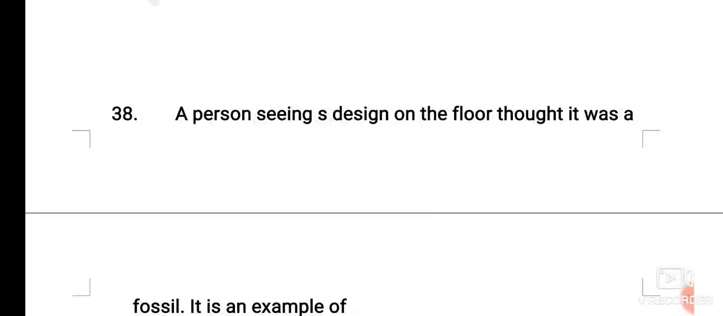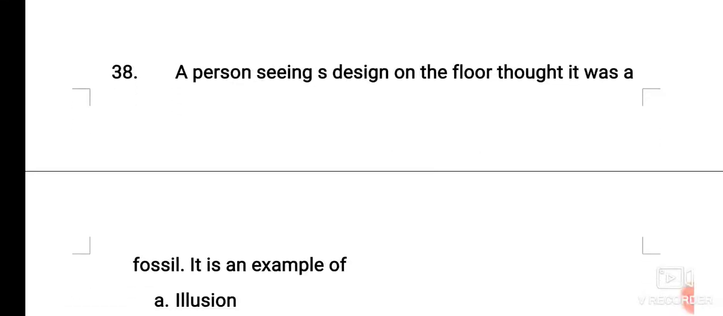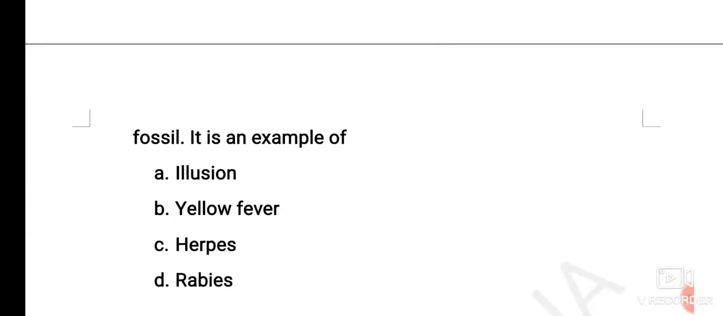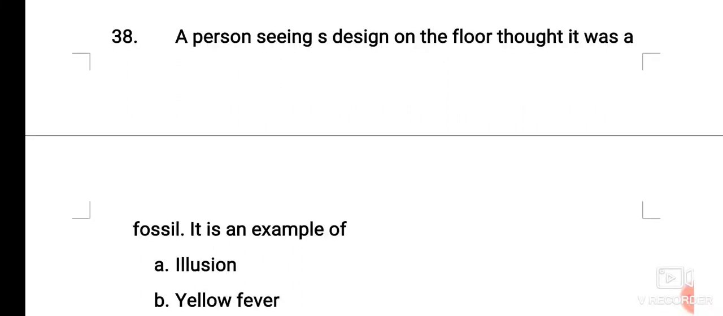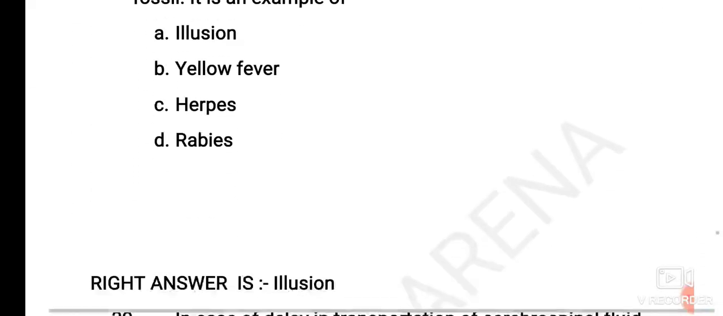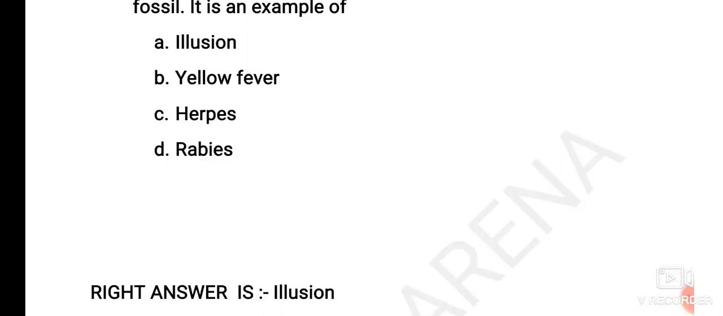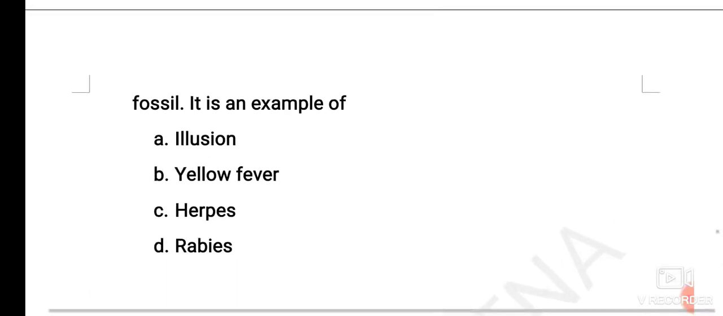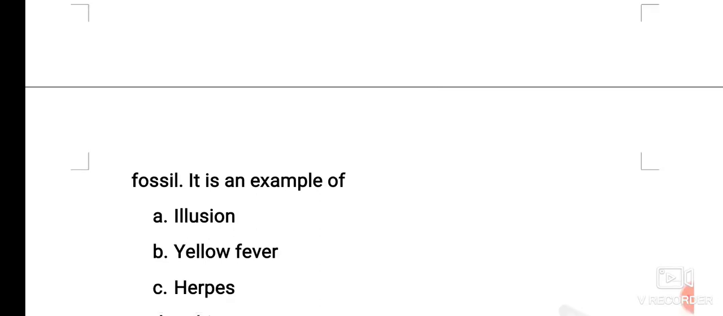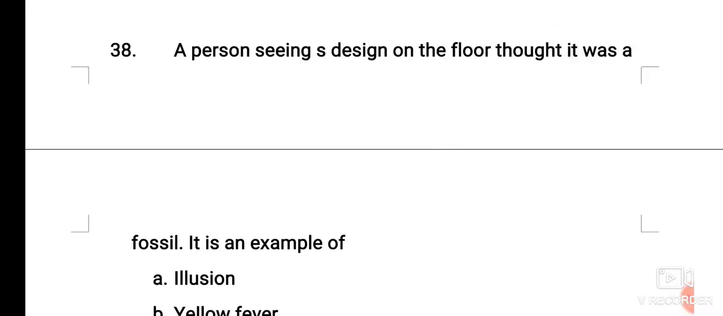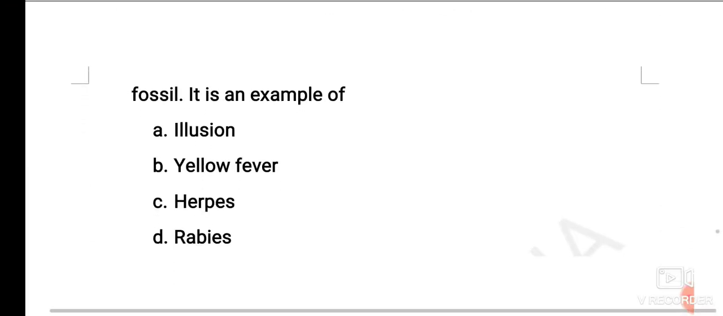The next question. A person seeing a design on the floor thought it was a fossil. It is an example of illusion, yellow fever, herpes, or rabies. So, the correct answer: if a person sees a design on the floor and thinks it was a fossil, it is an example of illusion. Illusion is the false misinterpretation of anything in the presence of the stimuli. Next question.